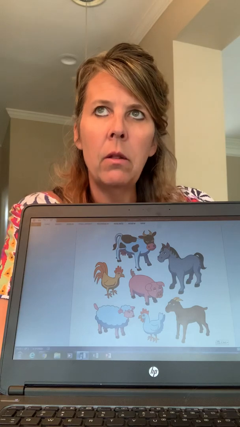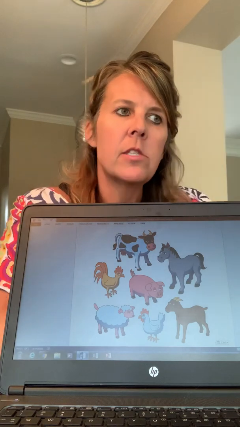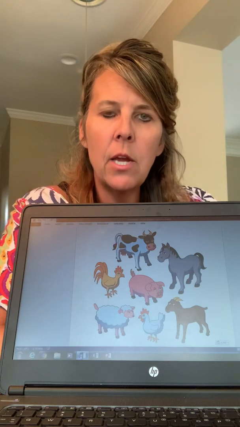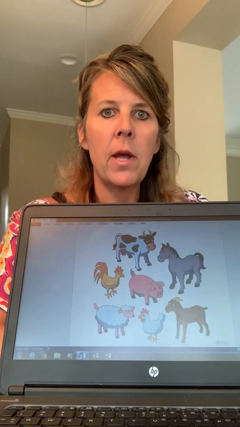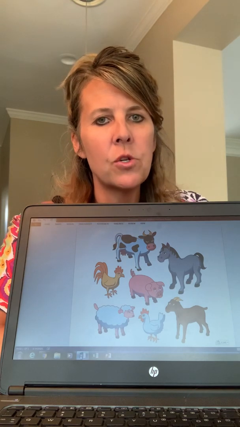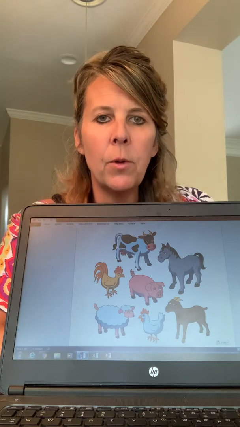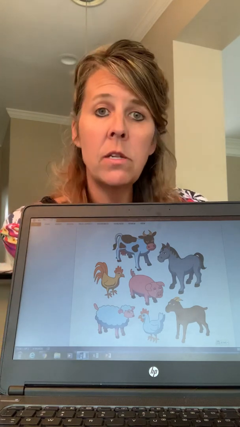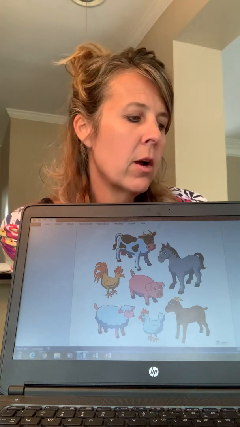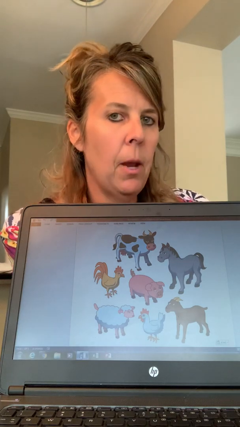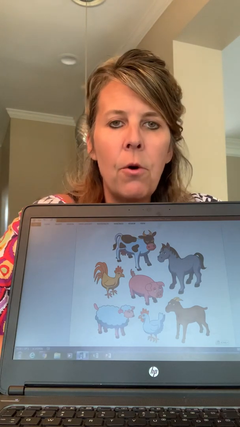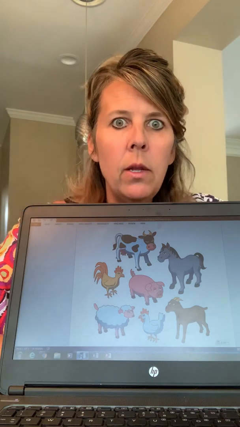Well, if they eat, then they've got to sleep. So where do you think maybe those farm animals sleep? Do they have nice cozy beds like you and I? Maybe a doghouse like your dog, or a cat bed? No, they're not cats or dogs or people. They're farm animals. So let's see. Let's write that down. Where, another question word, where do farm animals sleep? Question mark.